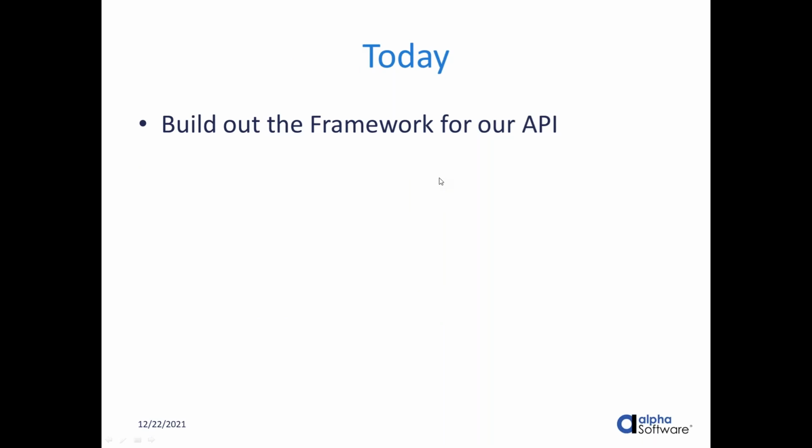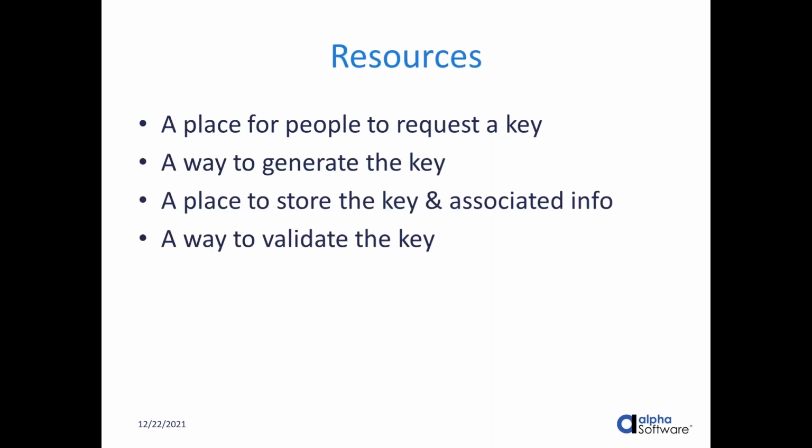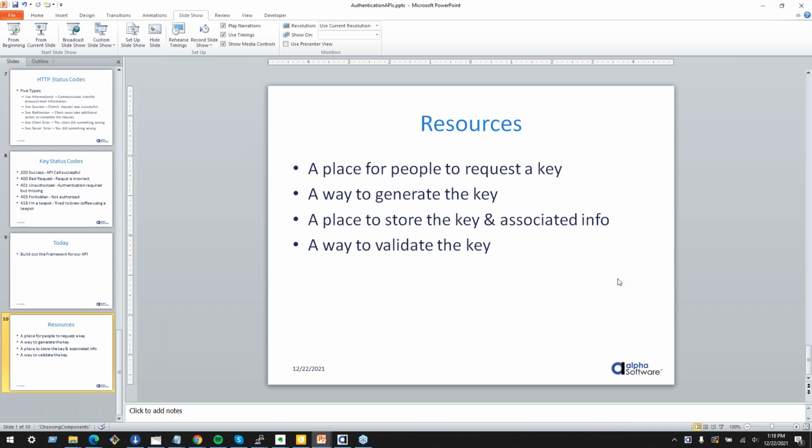So today I wanted to start building out the framework for our API that's going to handle the authentication. And the reason why I want to show you guys how we're going to build it out is because there are a lot of pieces that go into this. It's not as simple as you generated a token, you send it back. You need to have a place for people to request the key. You need to have a way to generate that key. You need a way to store it and the associated info with that key: what can they access, who they are, etc. As well as a way to validate that key. So that's what I want to get into today.